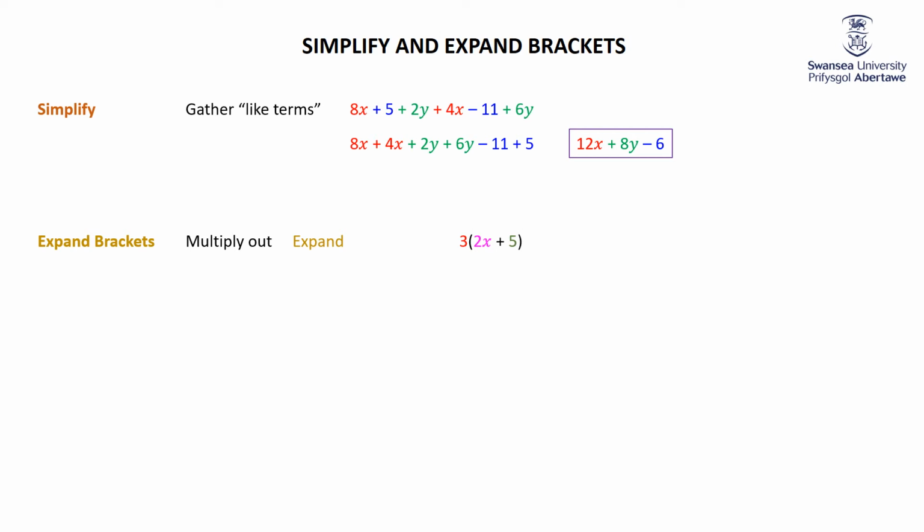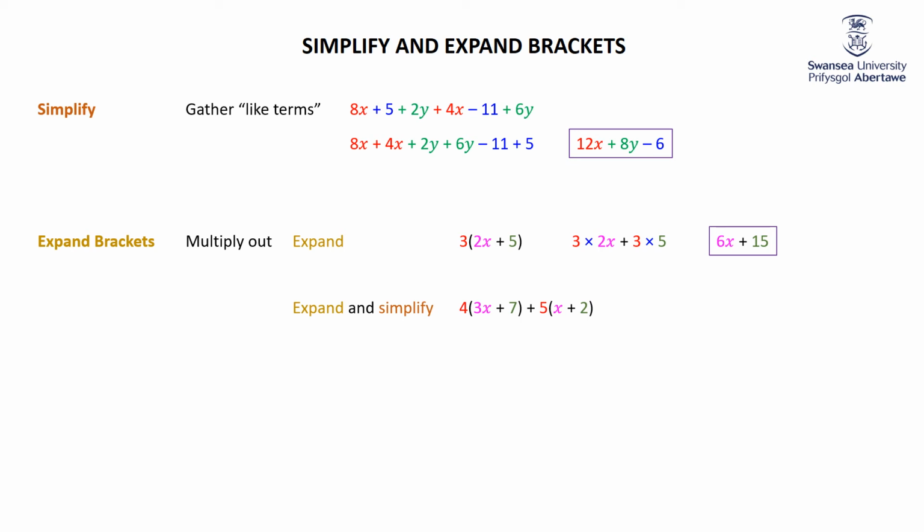Okay, so for example, let's expand 3 into 2x plus 5. Well, all we're doing when we multiply out is we just take whatever is outside the brackets and multiply everything in the brackets by what's outside. So this is going to be 3 times 2x plus 3 times 5. In other words, 6x plus 15. We don't know what x is, doesn't matter. This expression is whatever x is times 6 plus 15.